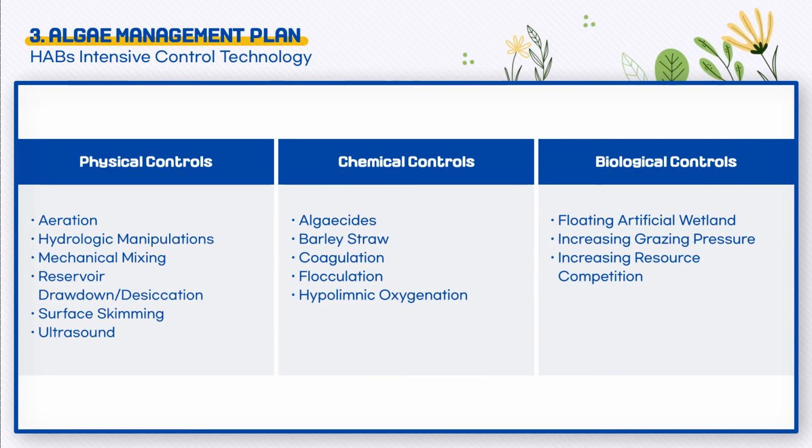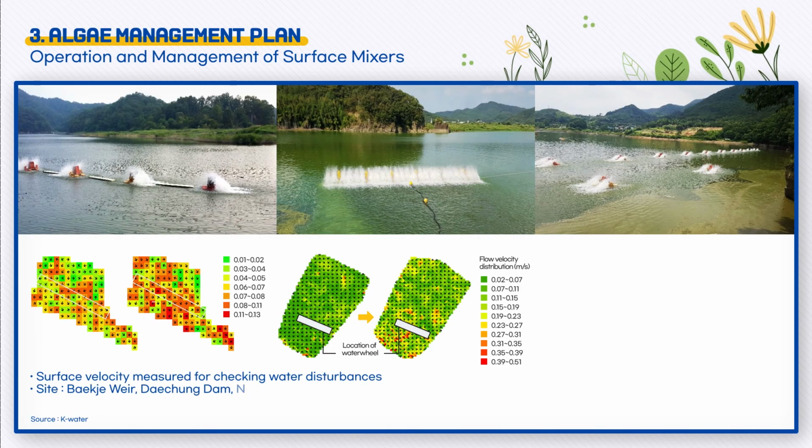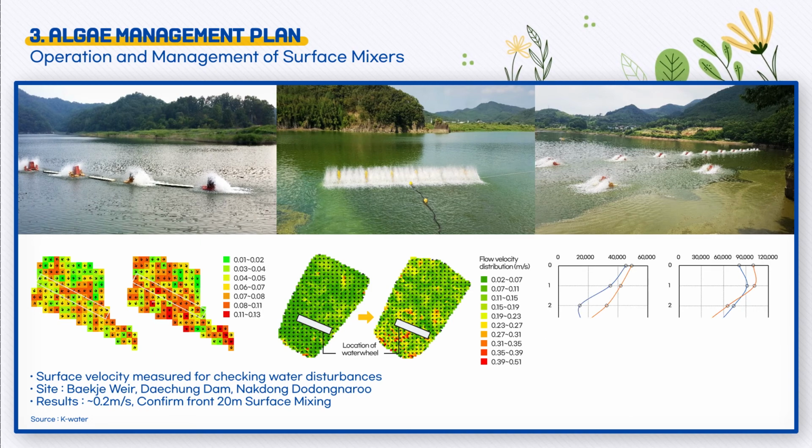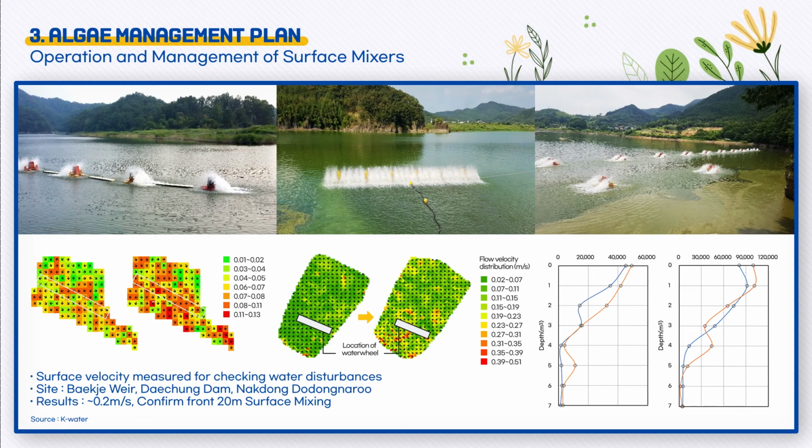To date, we usually apply physical technologies like surface mixers, solar panel mixers, and HAB boat or truck type collectors. Furthermore, surface mixers were experimented with to determine the effectiveness of managing algal scums. The surface velocity was measured according to the operation of the surface mixer, and the results demonstrated that velocity increased by 0.2 meters per second and affects an area up to 20 meters.